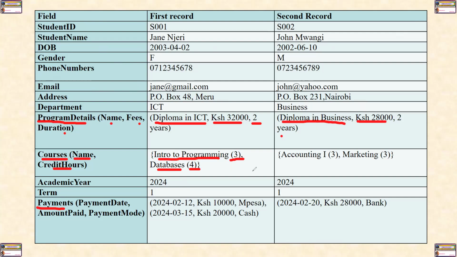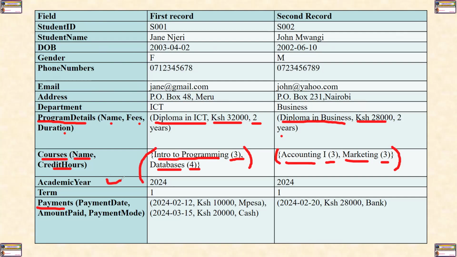The same applies to John. You can see John in the courses field is taking 2 courses. We have an accounting course and a marketing course, and at the same time, accounting is 3 credit hours, marketing 3 credit hours. Yet all this information is put together in the same field as other courses, and the same applies to Jane.